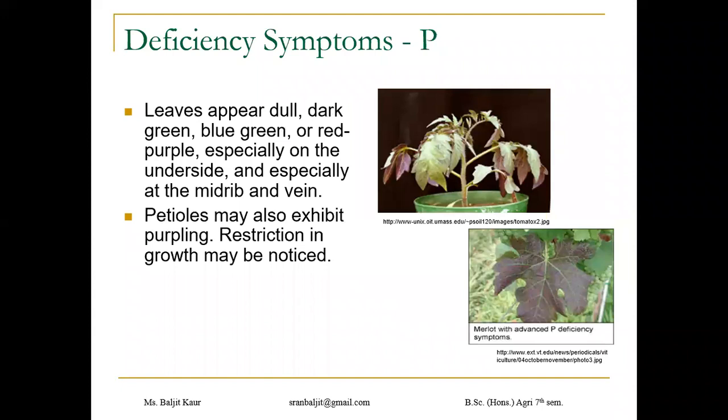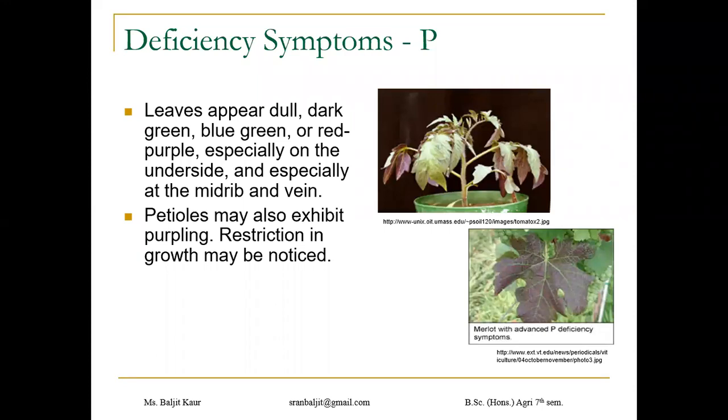Next one is phosphorus. With the deficiency of phosphorus, the leaves and the stems of the plant change their color to reddish purple or purplish color. So this is a major symptom. You can recognize the deficiency of phosphorus when you see a purplish color on the plant leaves or stems, right? These leaves appear dull, dark green, blue green, or red purple, especially on the underside and especially at the midrib and vein, right?